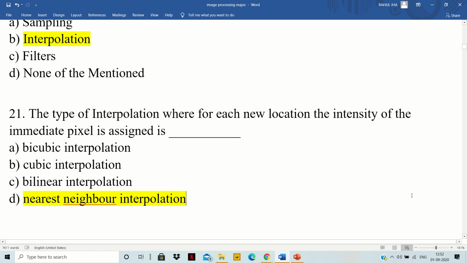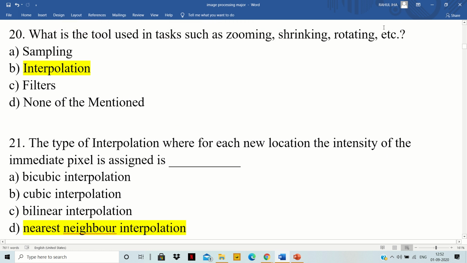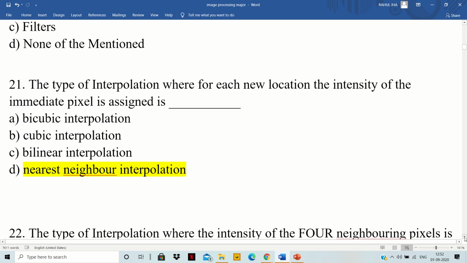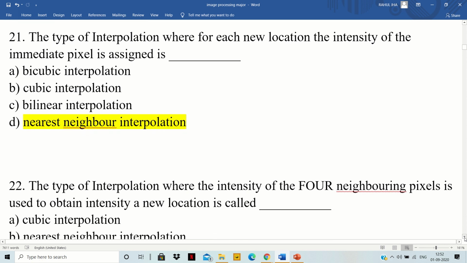And as I told you in the previous question, we are using interpolation for the purpose of zooming, shrinking, and rotating. For each new location, the intensity of the immediate pixel, which value are we going to give it? We are going to give it the value using nearest neighbor interpolation.